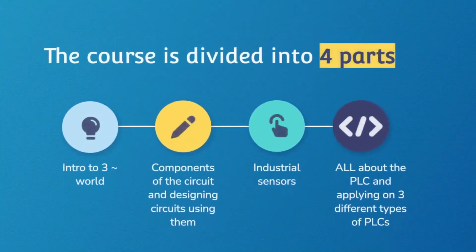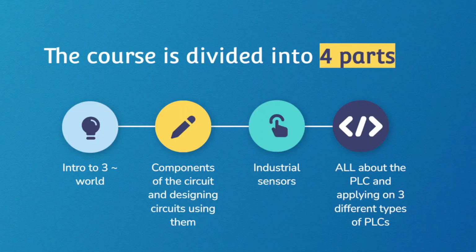The course is divided into 4 parts. The first one is Intro to Three-Phase World. In this section, we are going to talk about the three-phase AC current, the three-phase motors, and also the most important two connection circuits, the star and delta connection circuits. The second part is one of the most important parts, and this part talks about the components of the circuit and designing circuits using them.